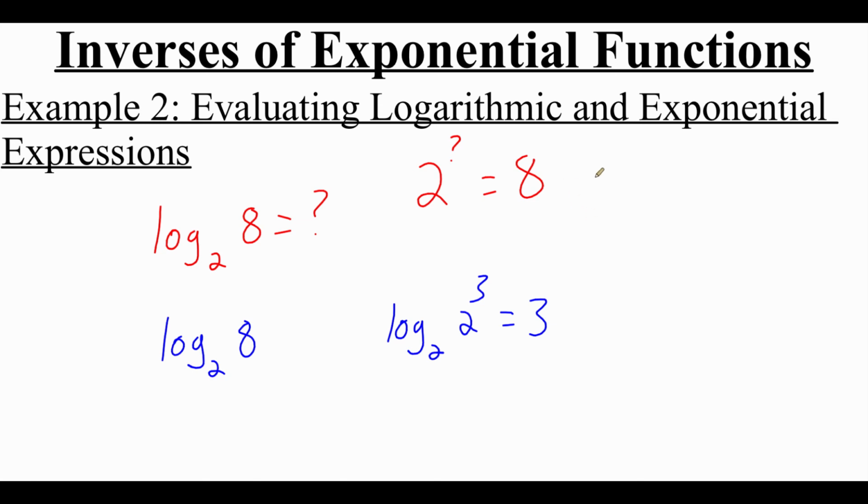Or if we wanted to look at that example where we had log base 3 of the square root of 3, I can rewrite that square root of 3 as being 3 to the 1/2 power. And then log base 3 and this exponential base 3, they're going to cancel each other out and just leave us with that 1/2 power as our answer.